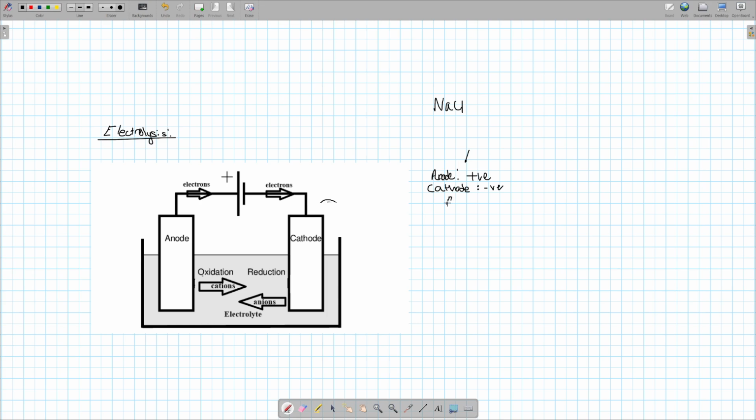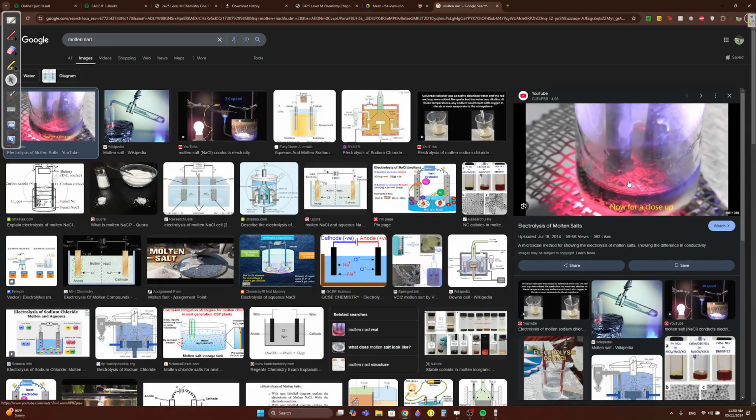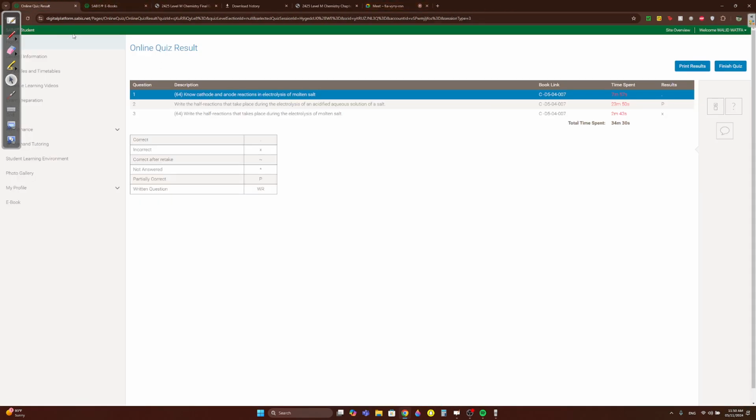In electrolysis, we have two things. We have molten salts and then aqueous solutions. I'm going to start with molten salts. For those of you who don't know what molten salts are, it's basically when you heat NaCl salt to a very, very high temperature, like 1000 degrees Celsius, it actually melts. Let me show you an example. So basically, this is how NaCl looks when you heat it to a temperature of like 1000 degrees. It melts. That's what we call a molten salt.